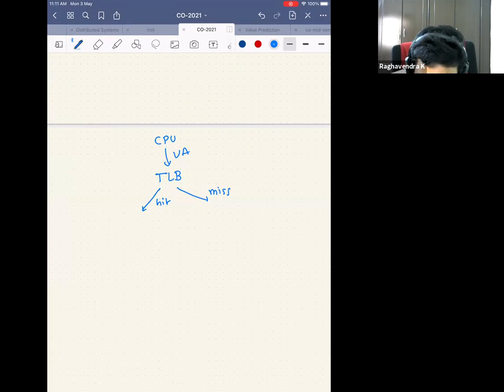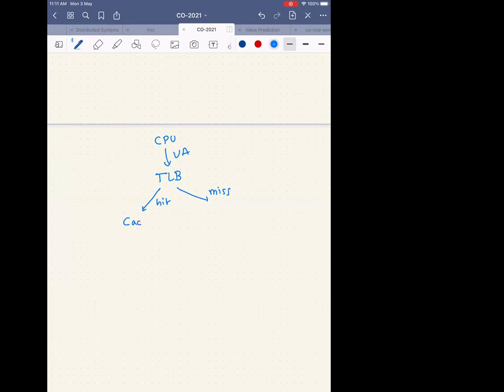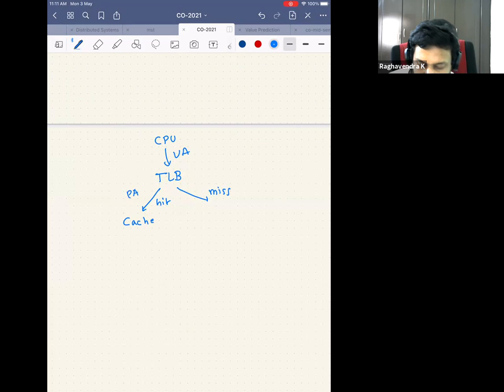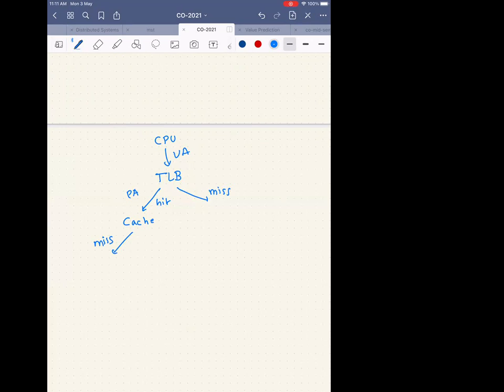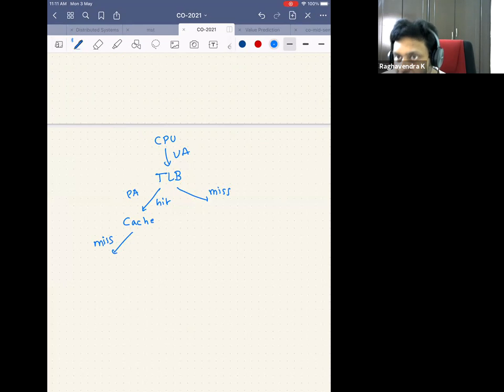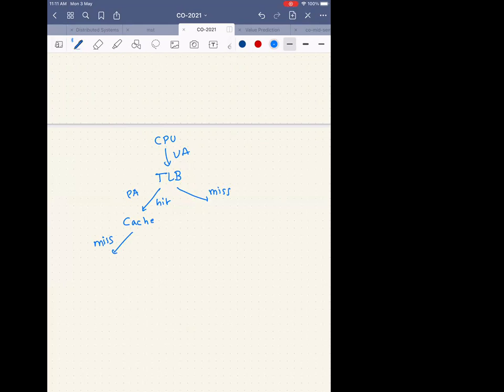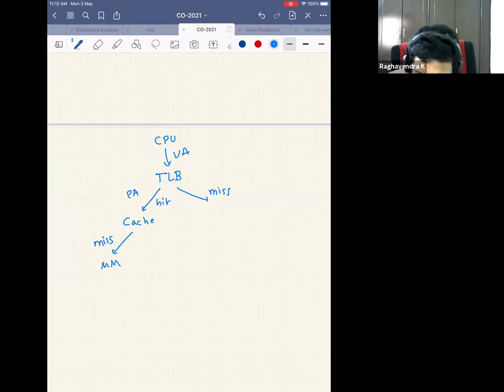If it's a hit in the TLB, what do you access next? The cache, right? Because you got the physical address. Now, if it's a miss in the cache, what do you do? Do I go to the virtual page table in the reserved part of the main memory? No, you don't need that. You already have the translation. Yes, I already have the physical address. So what do I access? The main memory. Yes, excellent. I access the main memory. Okay. Now, can there be a miss in the main memory? Can there be a miss in the main memory?